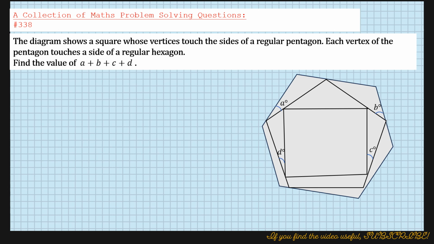The diagram shows a square whose vertices touch the sides of a regular pentagon. Each vertex of the pentagon touches a side of a regular hexagon, and we have to find the value of a plus b plus c plus d.